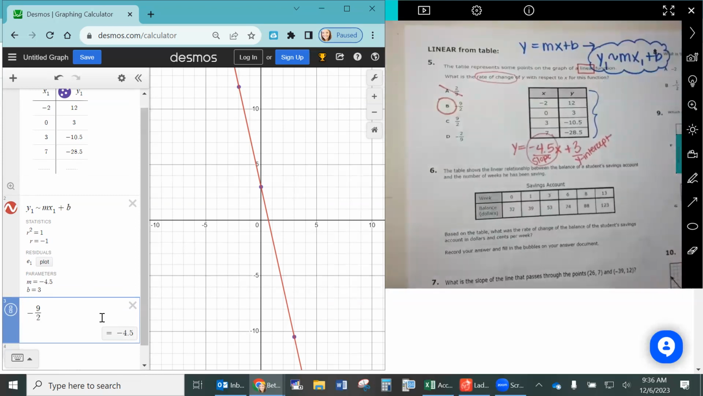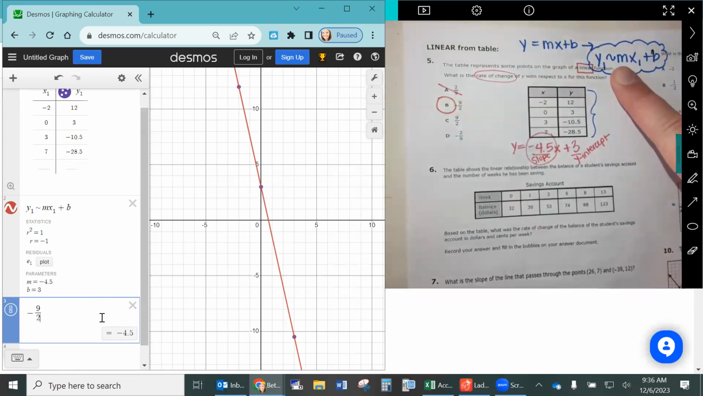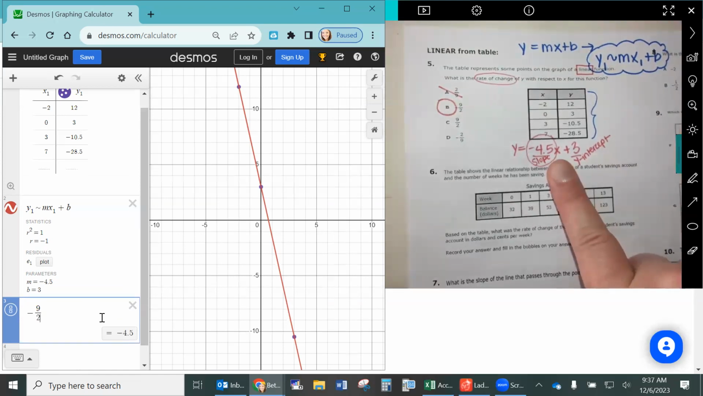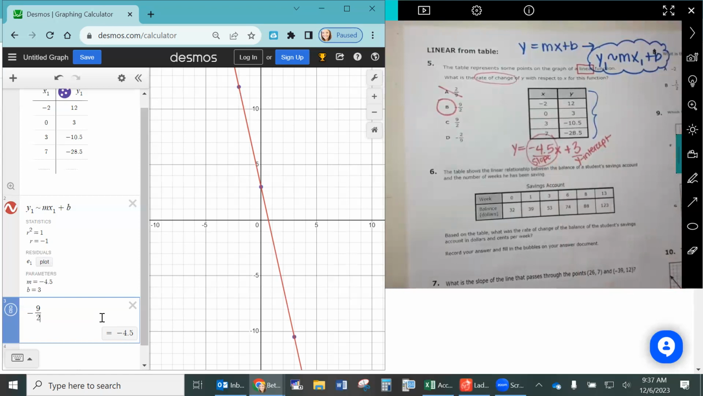So you're going to basically take your equation or your table, put it into the Desmos calculator, put in your y1 squiggle equation, and then rate of change is referring to the number that is with the X. So it'll be whatever your M is.